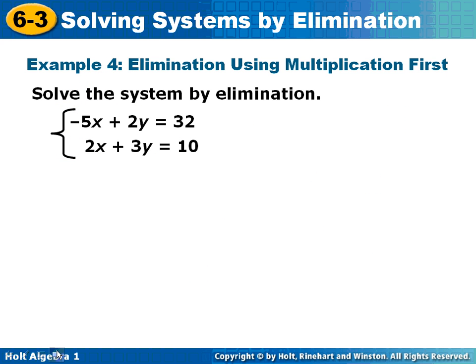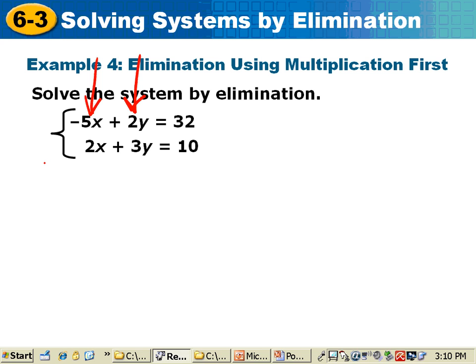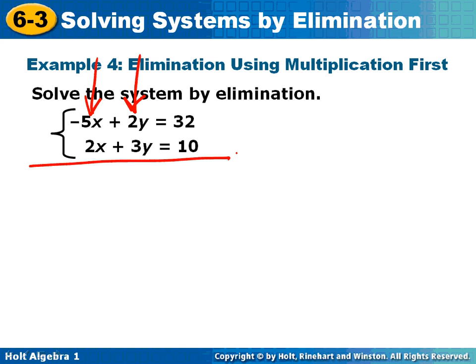Example 4. Now I really have a problem. There's no way I can get these two to cancel, even if I multiply one of them by a number. So what I think I'm going to have to do is multiply them both by a number to make them cancel. For instance, if I tried to make these two x's the same, I could take this 2, multiply the top one by a 2, multiply the bottom one by a 5.